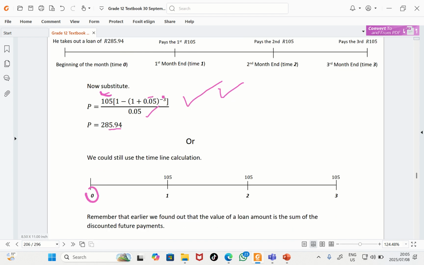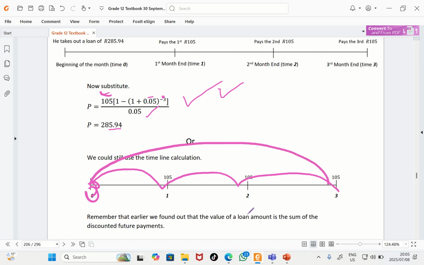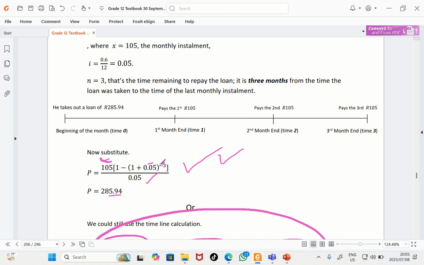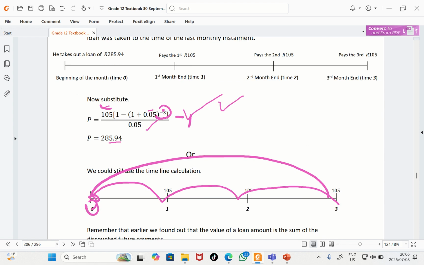Okay. So we want to know the loan amount. So the number of periods until the last payment: 1, 2, 3. We're working in months. If we were working in quarters, your calculation would just be your discount value, your value here would be -1, because you're working with 3 months, which is just 1 quarter. So it just depends on what you're dealing with. So we got that, we understand.